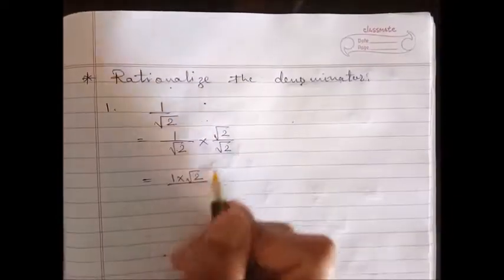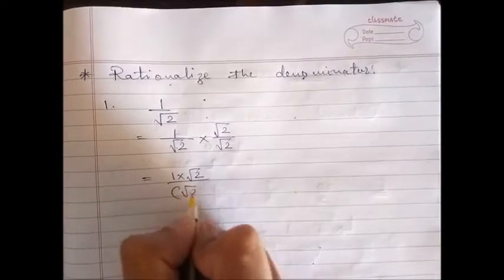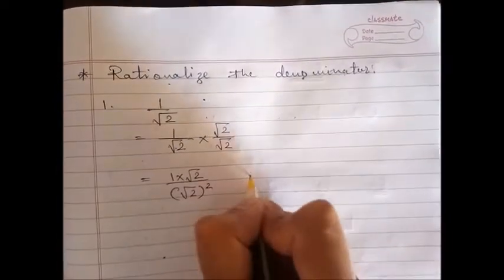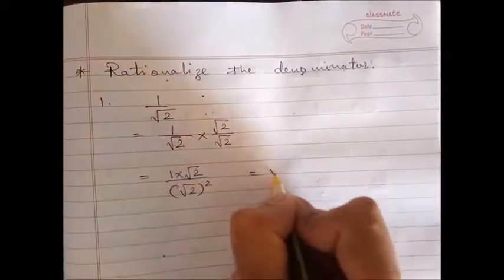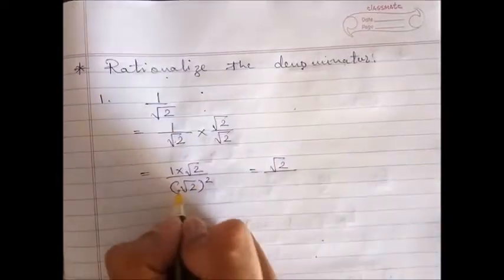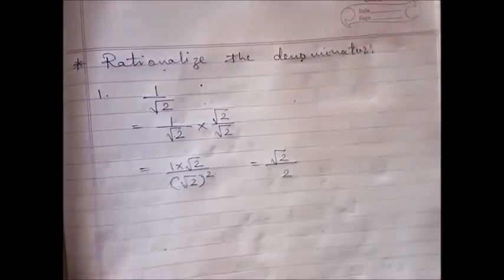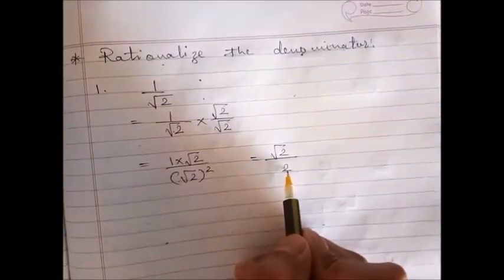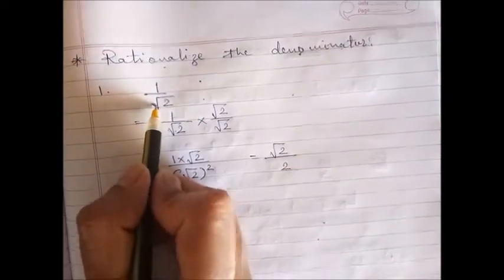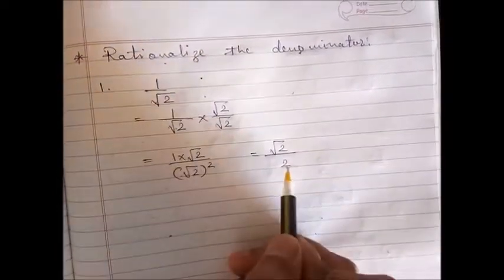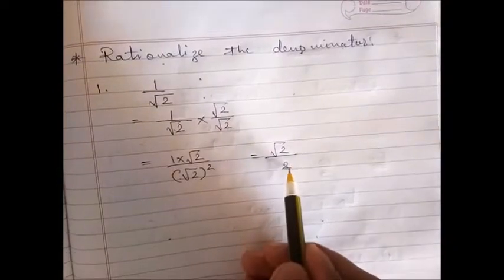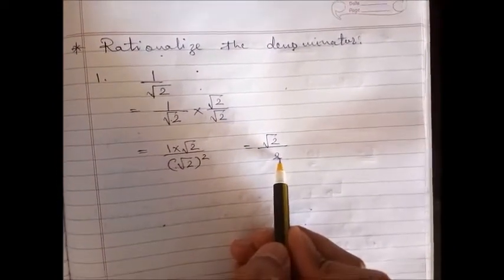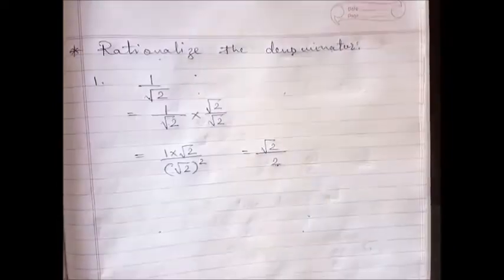Then root 2 into root 2, that is root 2 square, which is 2. So we get root 2 upon 2. Now see, here the denominator is 2 and here it was root 2. So you have made the irrational number into a rational number, that is the rationalization of the denominator.